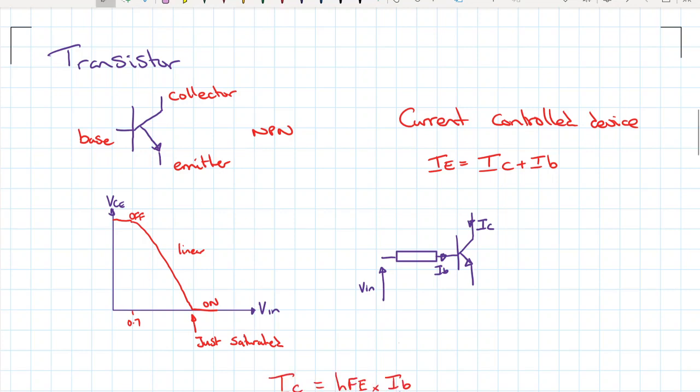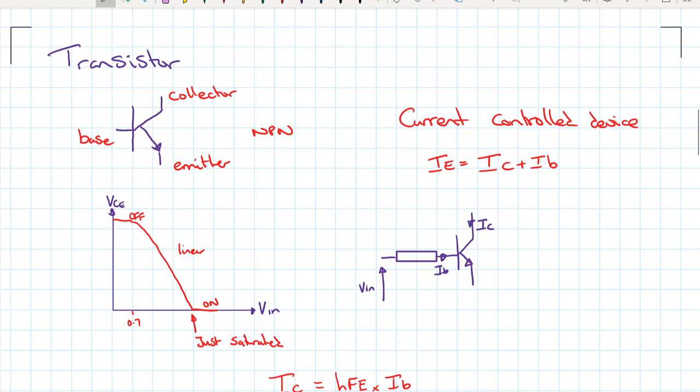And so what we can then say is that if we use HFE, the current gain of the amplifier, whatever current we have here on the base, if we multiply it by the internal gain of the device, will then give us the current that's flowing down through it. That's a manufacturer-stated number or region of numbers for each transistor. So the current gain multiplied by the base current gives us the current flowing through it. So that's why it's a current control device.